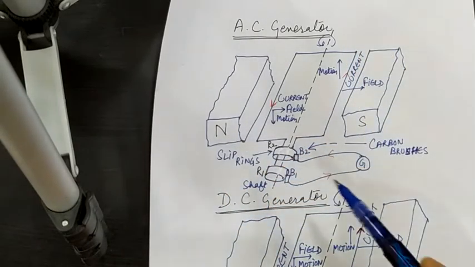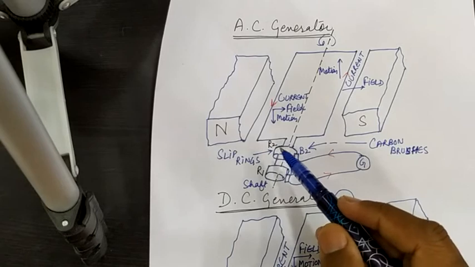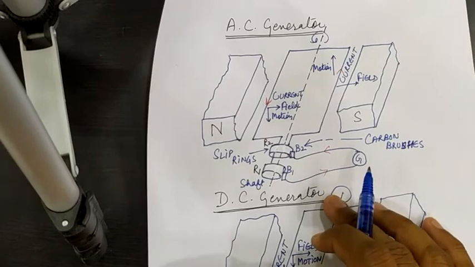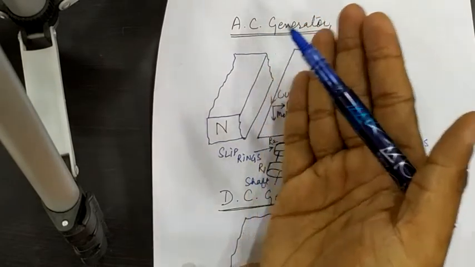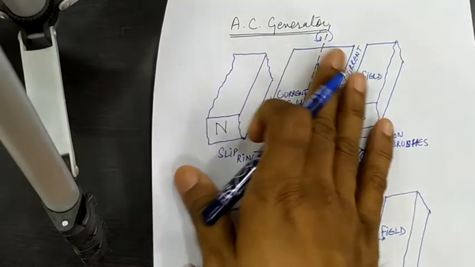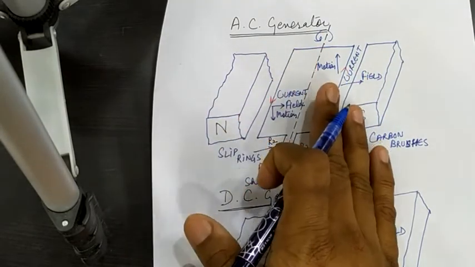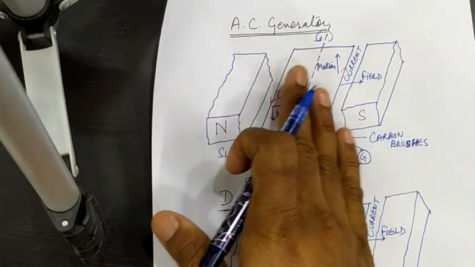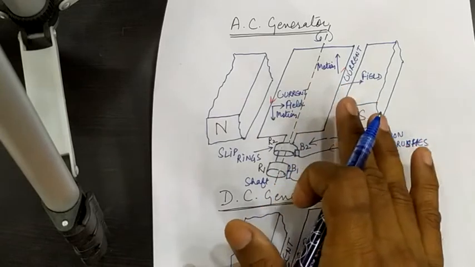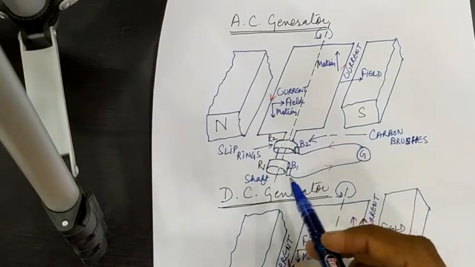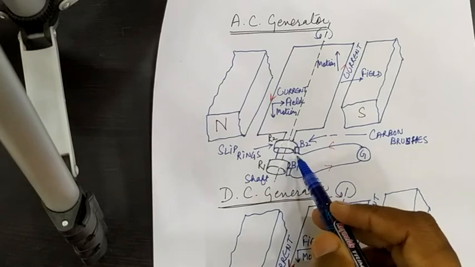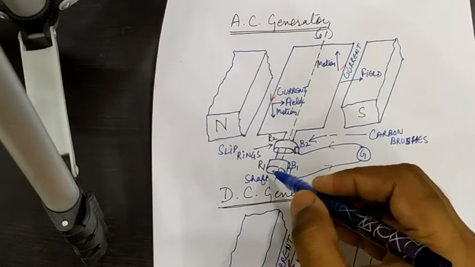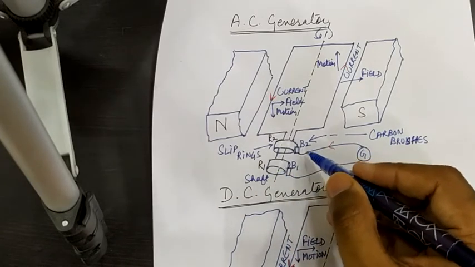These slip rings are here. Their role is just to generate the alternating current. Just after half a revolution, these sides will interchange. As a result, the direction of the induced current in each coil is reversed after a half revolution. The current in the external circuit will flow from B1 to B2 initially, and now it will flow from B2 to B1.